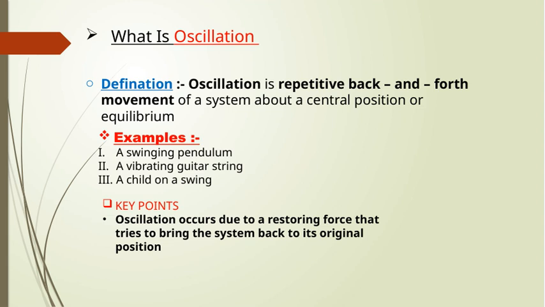Now, a key point to understand here is that oscillations happen because of something called a restoring force. This force always acts to bring the system back to its original position after it has moved away. It's this push and pull that keeps the motion going in a regular pattern. Recognizing this restoring force is fundamental because it explains why oscillations are repetitive and predictable.